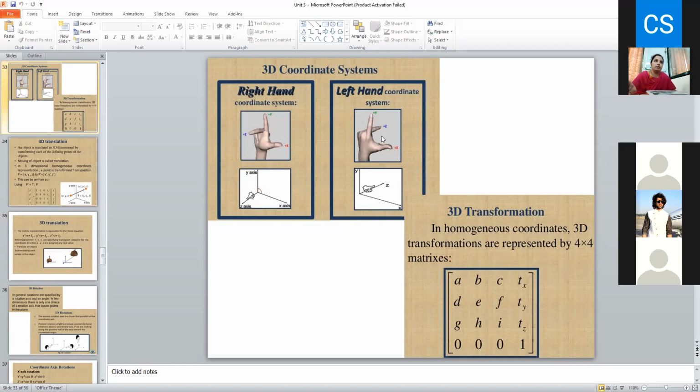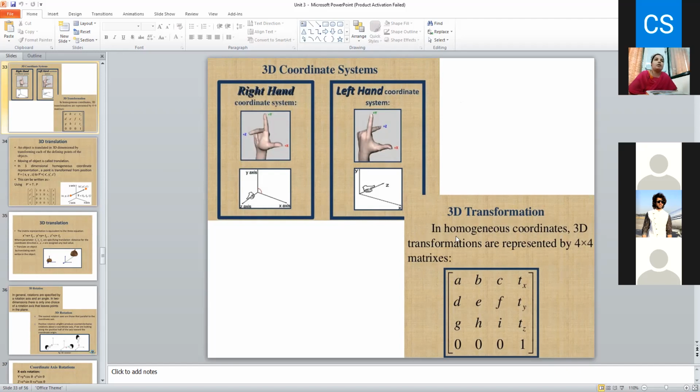For the left hand, similarly, x, y, z. Here, the direction of z is reversed. This z is pointing towards the user. This z is pointing away from the user. That is the 3D coordinate system using the left hand and right hand.